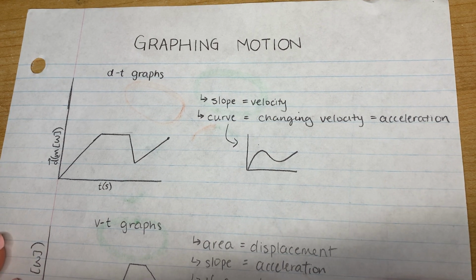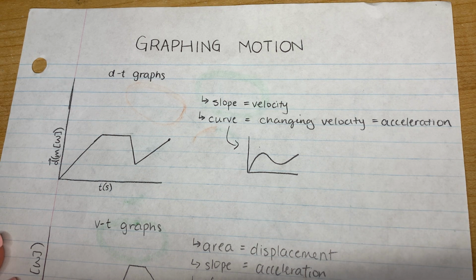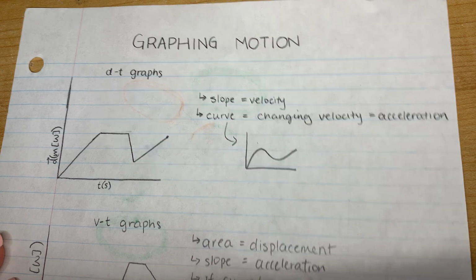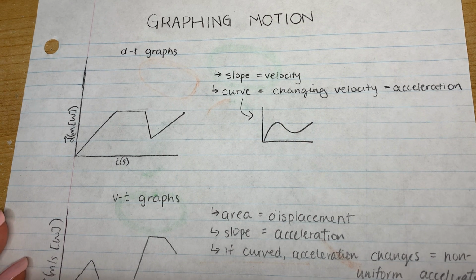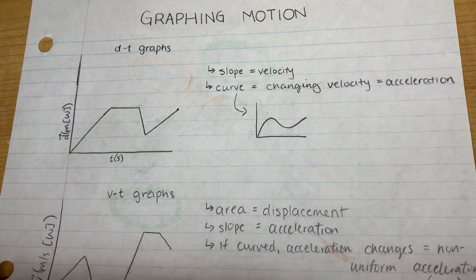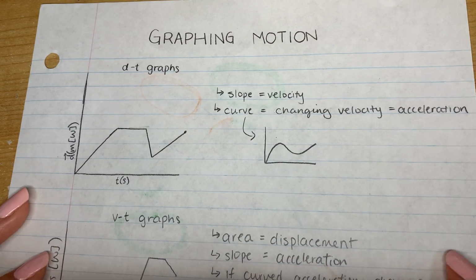Something you should memorize, or not really memorize, but really understand when you're looking at these types of graphs is what means what. What does the slope mean? What does the area mean? What does it mean when the graph has curves, etc.? So we're going to go through that right now.